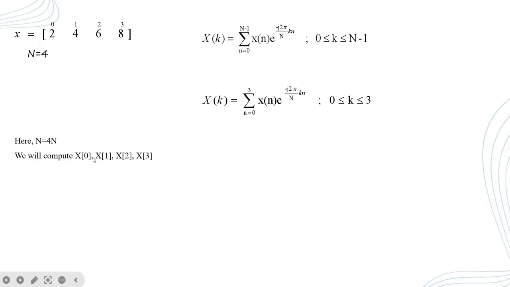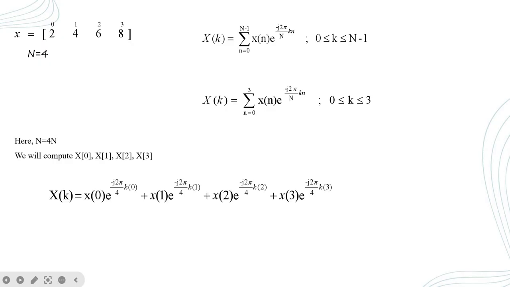Now here N is equal to 4. So we have to compute X(0), X(1), X(2) and X(3). These are capital X's and these are small x's. This is small x(0), small x(1) and so on up to small x(3), whereas we want to find capital X(0), X(1), X(2) and X(3). So first we will write capital X(k) and expand this formula for n equal to 0 to n equal to 3.